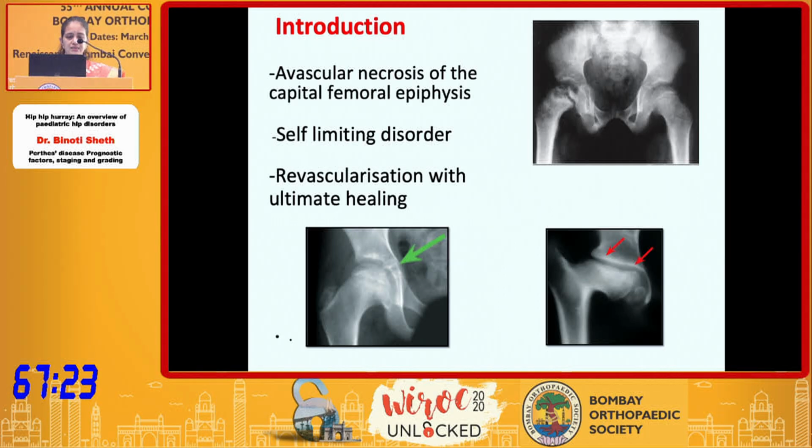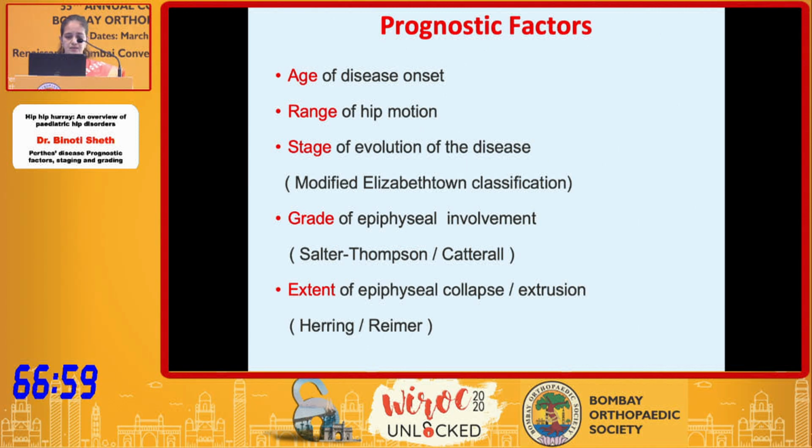So Perthes disease, as we all know, is the avascular necrosis of the capital femoral epiphysis. It's a self-limiting disorder, and complete revascularization occurs with ultimate healing. But whether the outcome will be Stulberg 1 with a congruous spherical head, or Stulberg 5 with a deformed head which leads to osteoarthritis later, depends on certain factors, like the age of disease onset, the range of hip motion, the stage of evolution of the disease, the grade of epiphyseal involvement, and the extent of epiphyseal collapse or extrusion. So let's see what we mean by this.